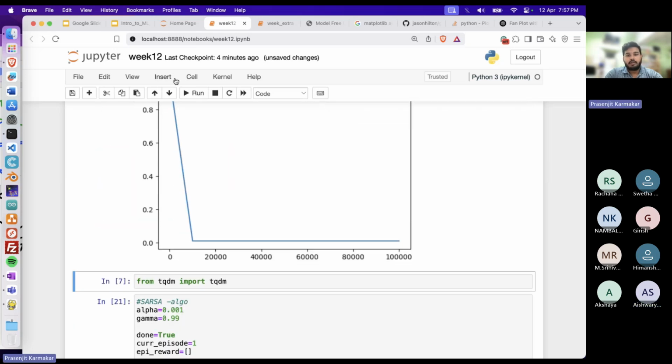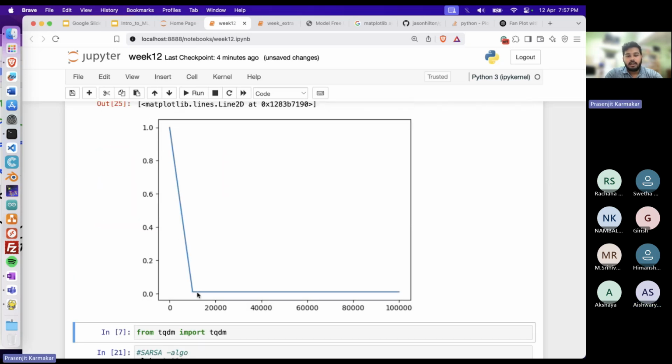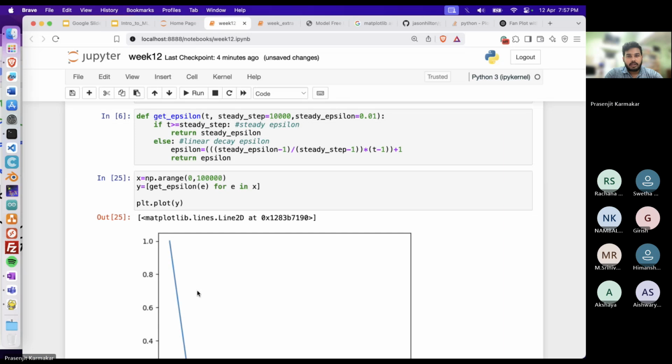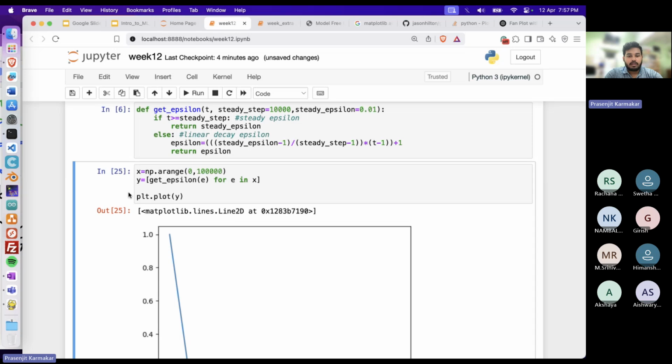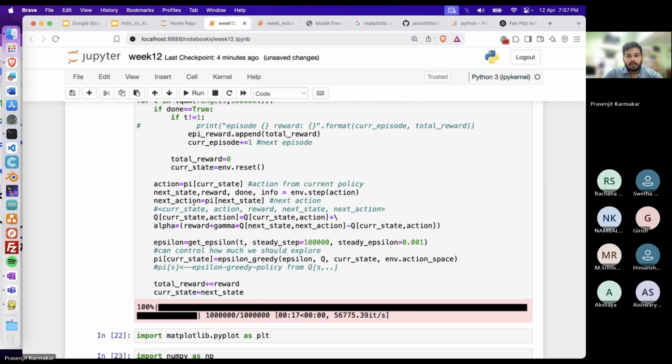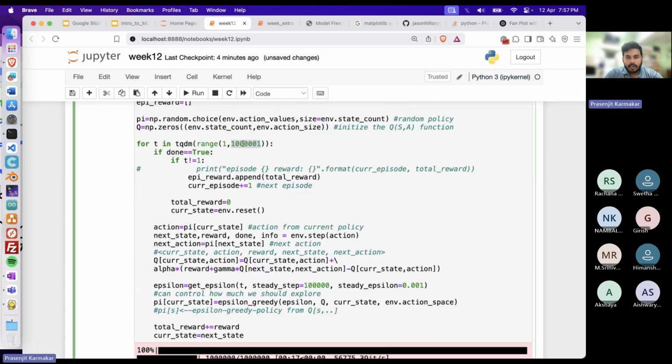Yeah, so this is how it works, right? It linearly decays till what? Till 10,000. Yeah, 10,000 and then continues with 0.01. Okay, it's working properly. So now we are converting for 10 lakh and 1 lakh as exploration.